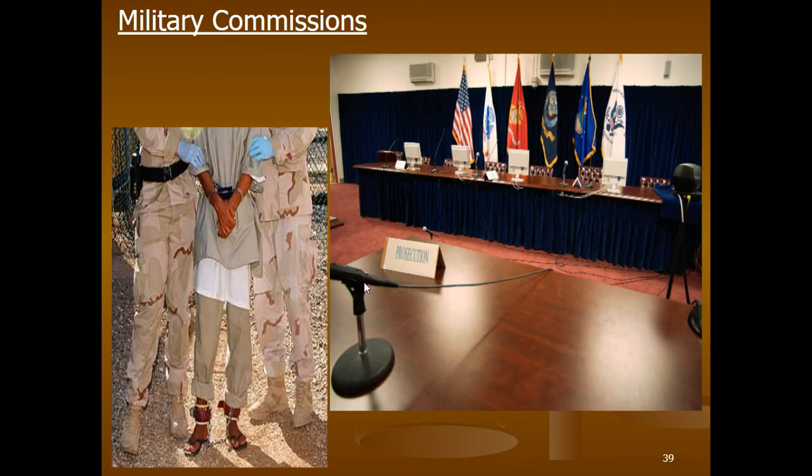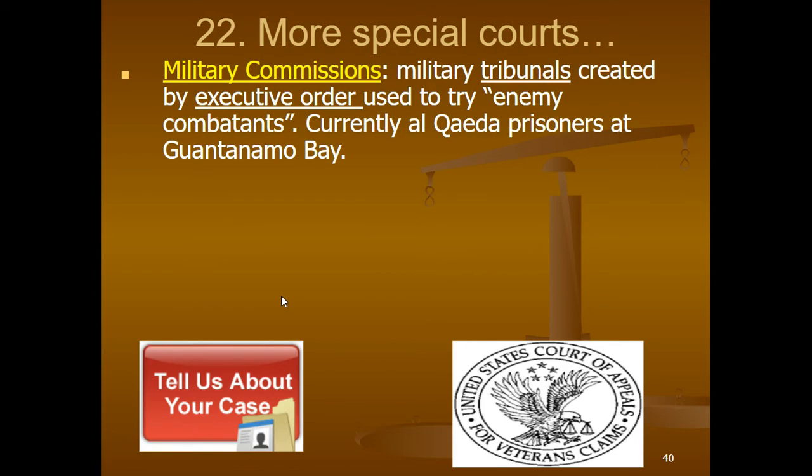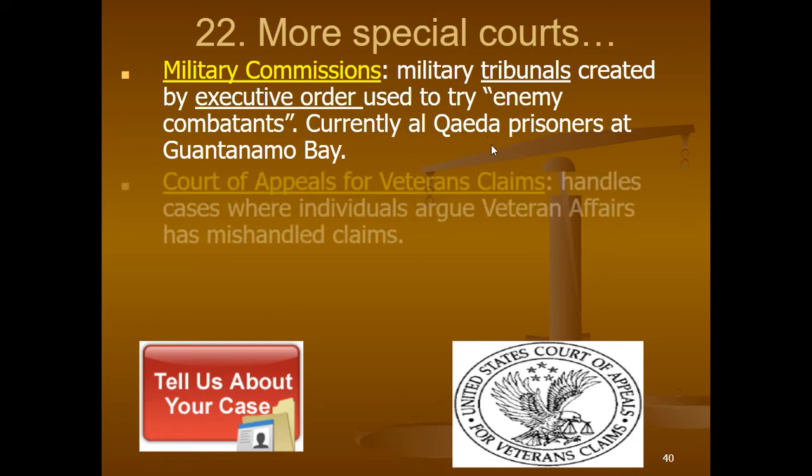All right, military commissions. It's their job to try military personnel. See this person in handcuffs and chains around the ankles. There's some more special courts too. What do we got? Military commissions. Military tribunals created by executive order. They're used to try enemy combatants. Currently, there's Al Qaeda prisoners at Guantanamo Bay.